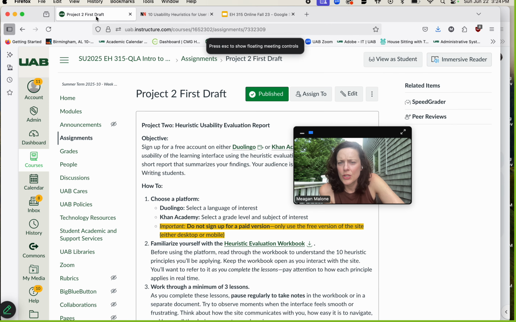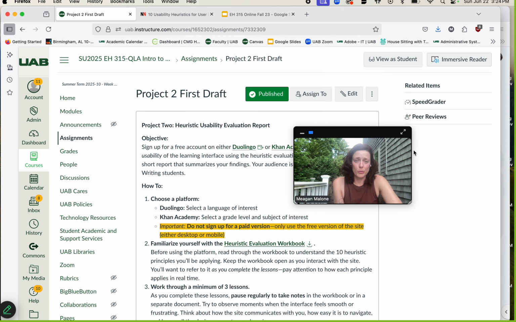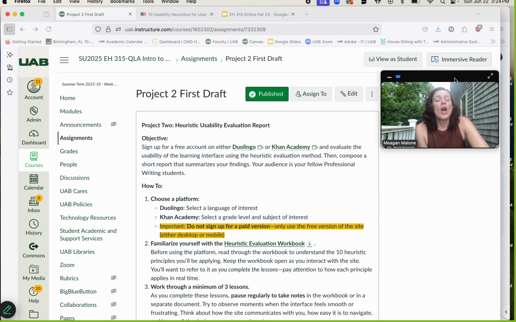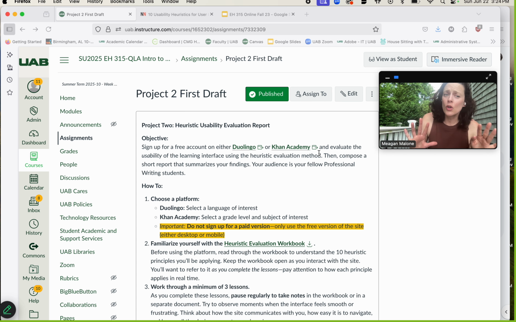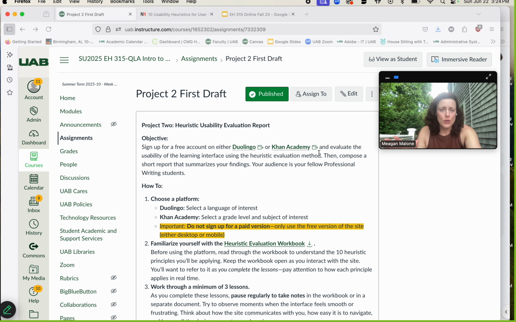Okay, project 2 first draft. So this should be available to you. You are going to sign up for a free account on either Duolingo or Khan Academy. And if you already have an account for Duolingo, I suggest that you begin again with a new language. You do not have to learn a new language. God, no. You just have to go through a couple of lessons.